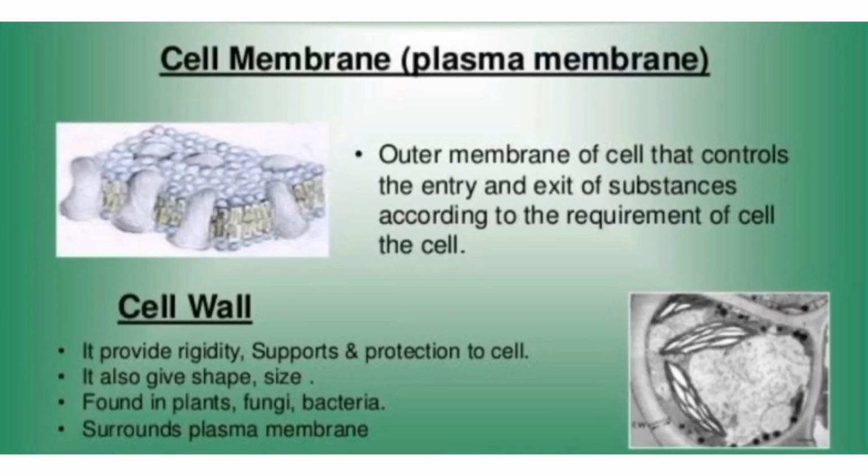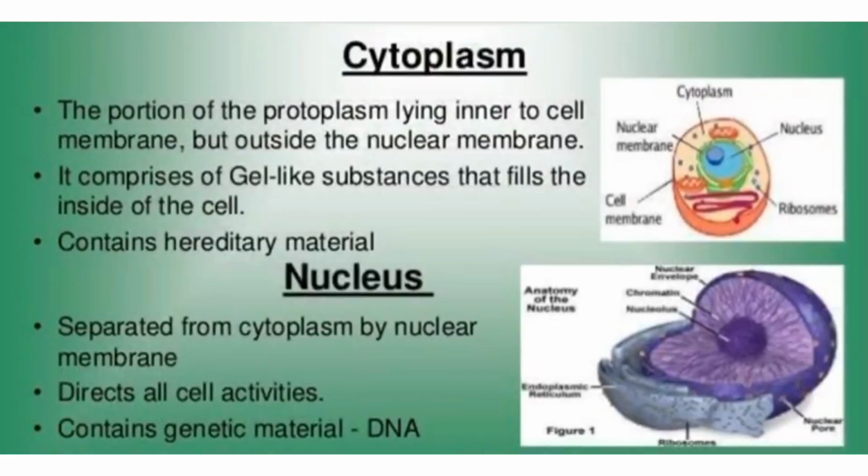Next, we have the cell wall. It provides rigidity, support and protection to the cell. It also gives shape and size. It is found in plants, fungi and bacteria. It surrounds the plasma membrane. Now we will discuss about the cytoplasm, the portion of the protoplasm lying inner to the cell membrane but outside the nuclear membrane. It comprises gel-like substances that fill the inside of the cell. It contains hereditary material.